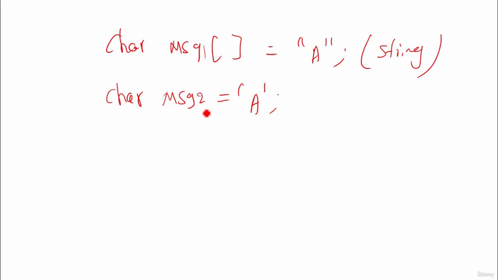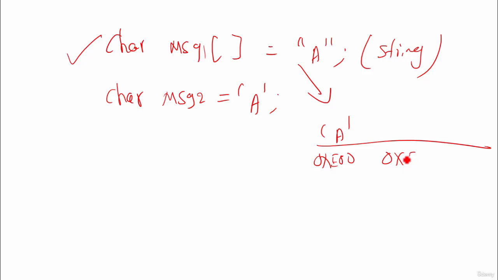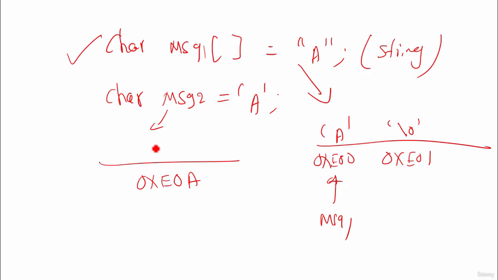So here message 2 is a character variable which you created to store an ASCII code for a character. That's it. But in this case, you are storing a string in the string variable message 1. So the memory for this looks something like this. Let's say there is a memory allocation E00 where A will be stored, and E01 where the null character, 0, will be stored. And this is the reference message 1. Whereas in this case, there will be one memory location, and the ASCII code of A will be stored, which is actually message 2.